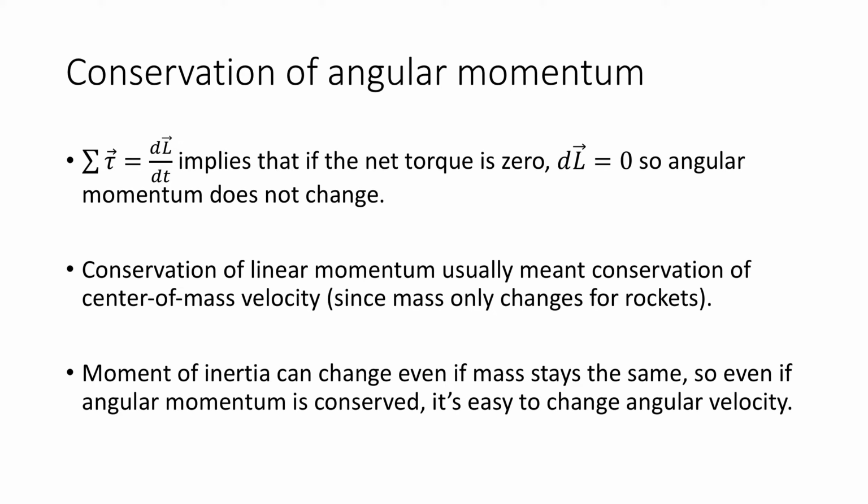However, in this case, the moment of inertia is dependent both on the mass of the system and on how that mass is distributed. So the moment of inertia of a system can change even if the mass of the system stays the same. So as long as angular momentum is conserved, it's actually fairly easy to change the angular velocity by changing the moment of inertia, in contrast to linear momentum, where it was fairly hard to change the center of mass velocity, because almost always mass is a constant.